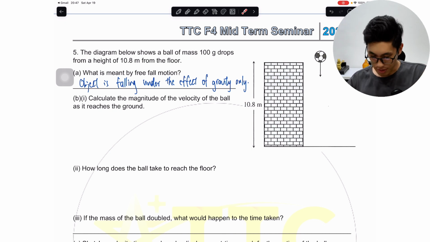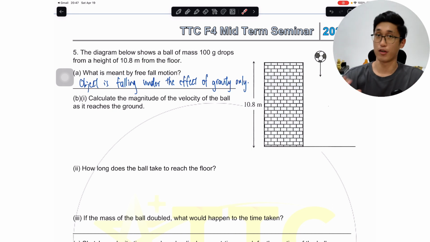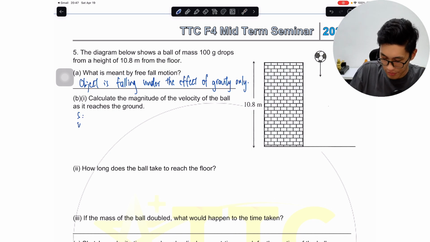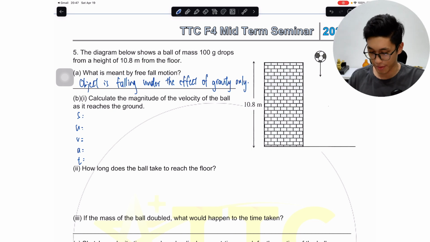Okay. Next, calculate the magnitude of the velocity of the ball as it reaches the ground. Now, if you want to know how fast is the ball as it reaches the ground, you should be able to guess that this is actually a SUVAT question. Now, for those of you that don't know what is a SUVAT question, basically, you write down SUVAT, okay? That's how you spell SUVAT.